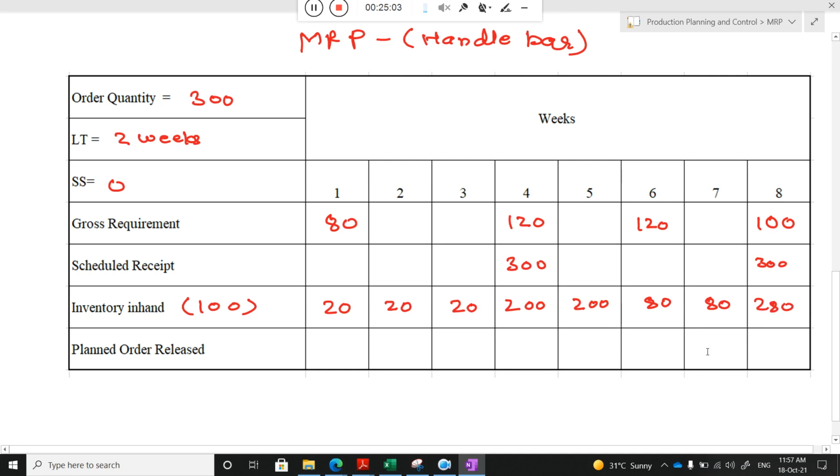Can you tell me, if I need to put an order so that it will be received at week 4, when do I need to release that particular order? Lead time is 2 weeks. Are you getting my point? If I put the order today, I will get that order after 2 weeks. So I want to receive my order at week 4, so when do I need to release it? Week 2.